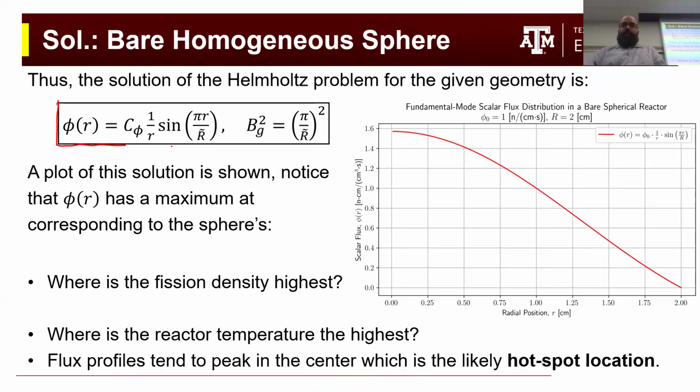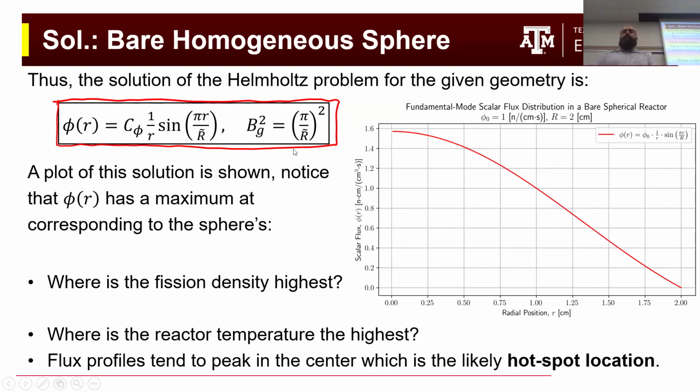This right here is what I get as my final answer, where I'm just taking the constant of integration and lumping it with that flux magnitude constant, and that C_phi is a constant that I would be able to find from some other auxiliary condition. Like if I know the total reactor power, or if I know a fission rate, then I'll have some other condition I could use to say what this constant is. So this is my fundamental mode eigenfunction for a sphere. This is the corresponding eigenvalue.